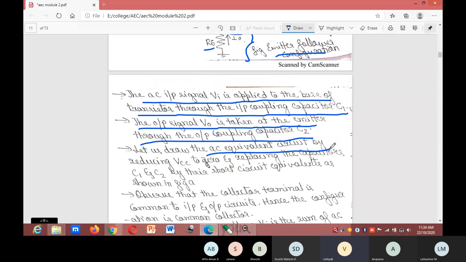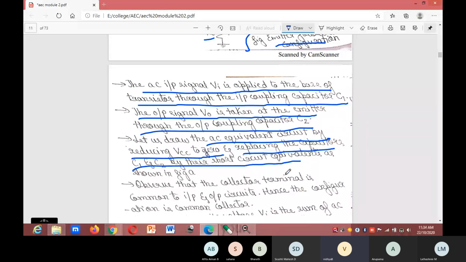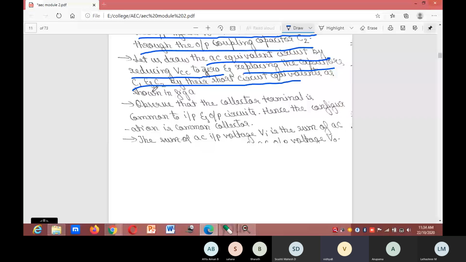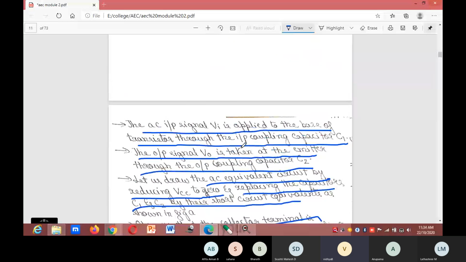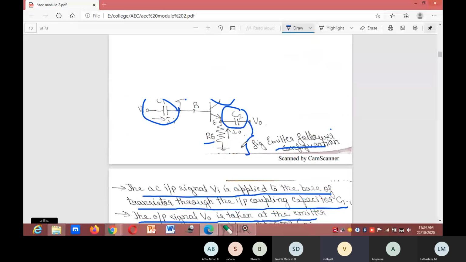The AC equivalent circuit is obtained by reducing VCC to 0 and replacing the capacitors C1, C2 by their short circuit. Next, the collector terminal is common to the input and output circuit. You can observe in the figure it is common to input and also output. So the configuration is common collector.